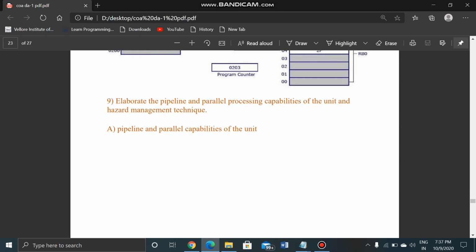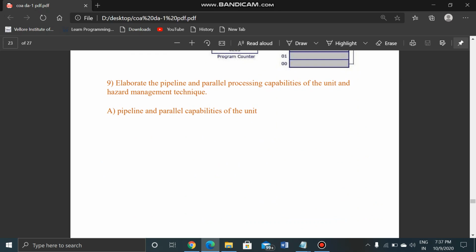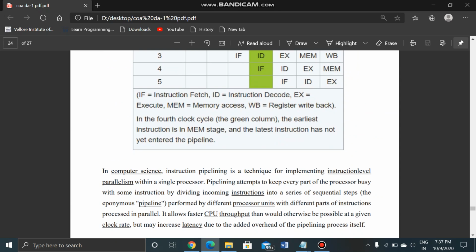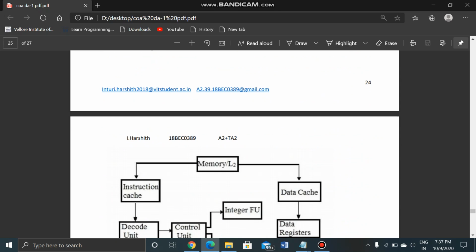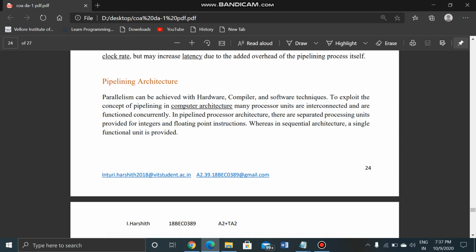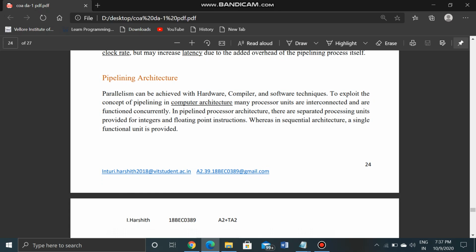And the ninth question is about the pipeline and parallel processing capabilities and hazard management techniques. Pipeline architecture can be achieved with hardware, compiler, and software techniques to exploit the concept of pipelining in computer architecture. Many processor units are interconnected and function concurrently in pipeline processor architecture. Separate processing units are provided for the integer and floating point instructions, whereas in sequential architecture, a single function unit is provided.